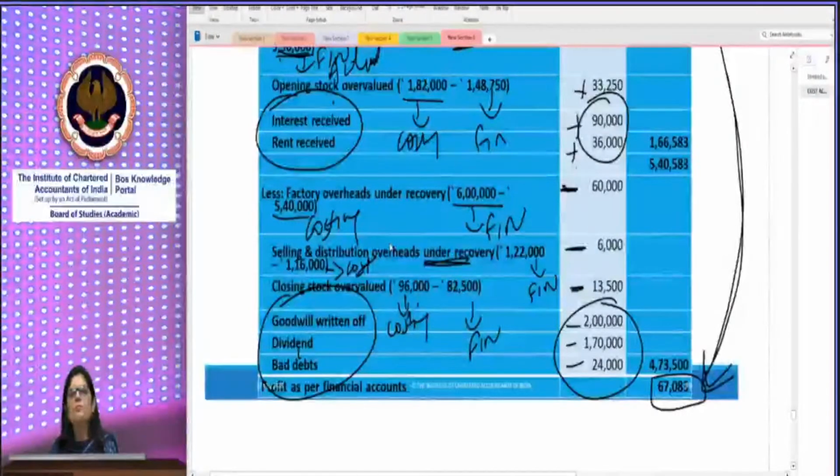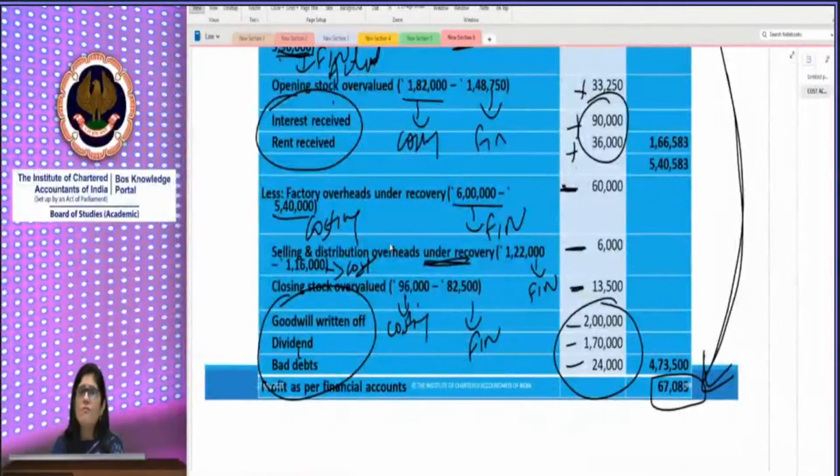Just to match the profit, we have to take their effect. They will not be taken in the cost sheet. Clear? So this is the way how we do it. I'm repeating the concept. Students, in reconciliation, there are very simple concepts.